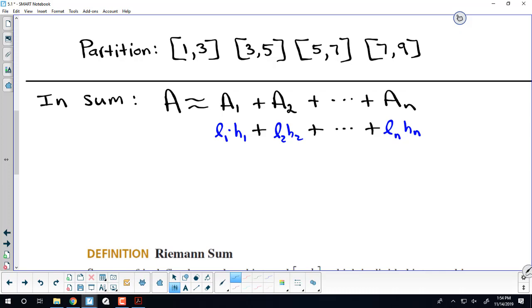But the length of each rectangle is always just going to be denoted by that change in x, delta x. The height of each rectangle is simply the function evaluated at some x value in that first rectangle. So the things that give us the heights are the x stars. Since it's in the first rectangle, it's going to be x star sub 1.